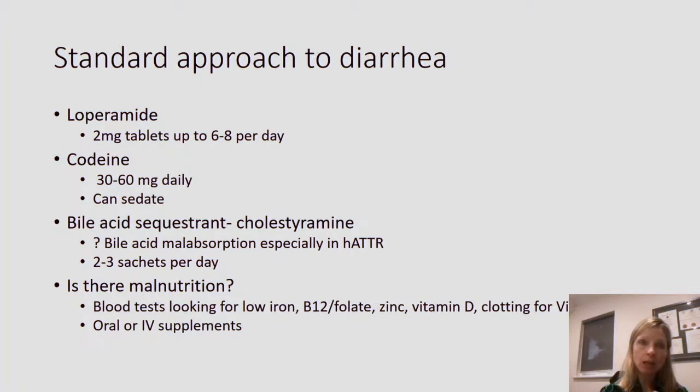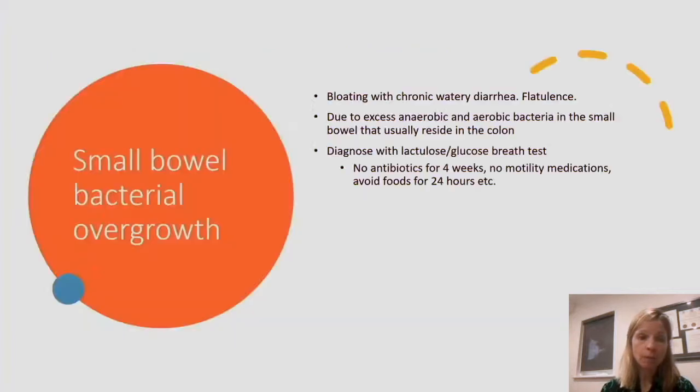It needs to be taken at other times to other medications, and it can be a bit gritty to drink, so dissolving it in juice can help. The key again there is not to just try 1 sachet per day, but up to 2 or 3. And even though most of the evidence initially came from ATTR, it is a useful tool to use if some of the other strategies are not working. The important thing to consider with diarrhea is whether the patient is malnourished, and that's really with your doctor looking for some of the blood test results there, and oral and IV supplementation.